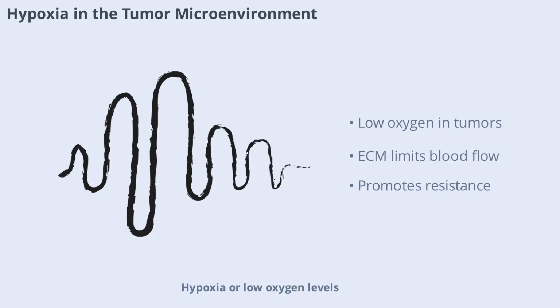Hypoxia, or low oxygen levels, is common in tumors due to abnormal blood vessels and dense ECM. Hypoxic conditions can make cancer cells more aggressive and resistant to therapy. The ECM contributes to hypoxia by limiting blood flow and oxygen diffusion. Understanding how hypoxia and ECM changes interact is important for developing new treatment strategies.